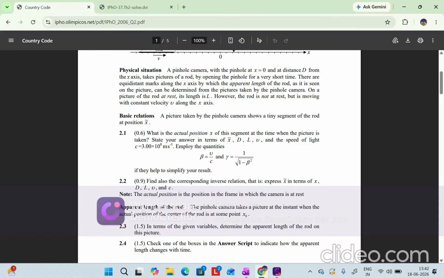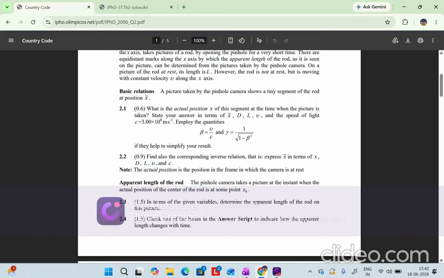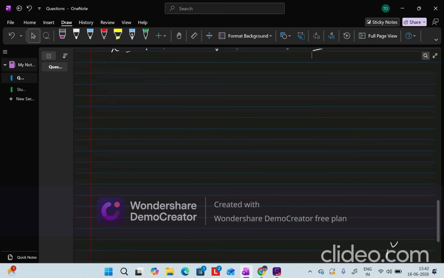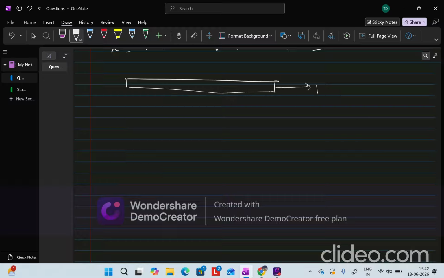The question says that a pinhole camera takes the picture at the instant when the actual position of the center of the rod is x0. So my actual position of the center of the rod is some x0, and at that time I get a picture. You have to tell me the apparent length of the rod in this picture. Okay, got it? So for 2.3, we need to introduce some relativity concepts. Let me give you a brief introduction. Basically, when a rod moves with velocity v, its length gets contracted by a factor of γ, and its length becomes L/γ.